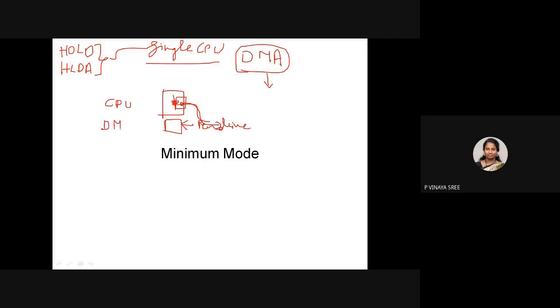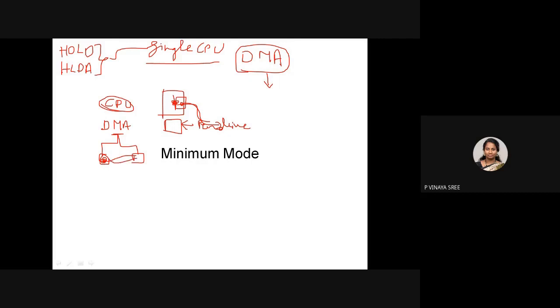Direct memory access means there is no communication with the processor. So what will DMA do? DMA will transfer the data which is present in your system to the pen drive. So it is data transfer.